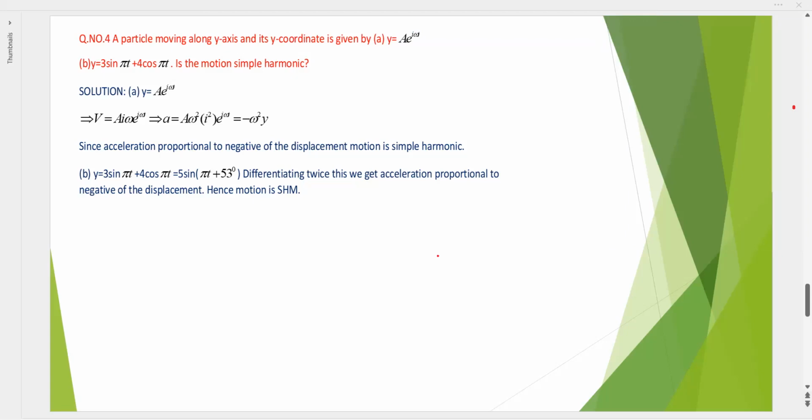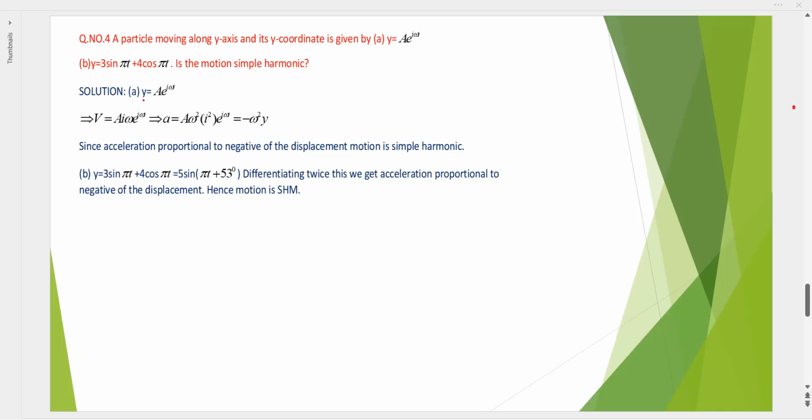In the first question, y equals a e to the power i omega t, and in the second question, y equals 3 sine pi t plus 4 cos pi t. Is the motion simple harmonic? When a question asks you to verify whether the motion is simple harmonic or not, the condition is that acceleration must be proportional to the negative of displacement. This is what we have learned, right? Let us now cross check.